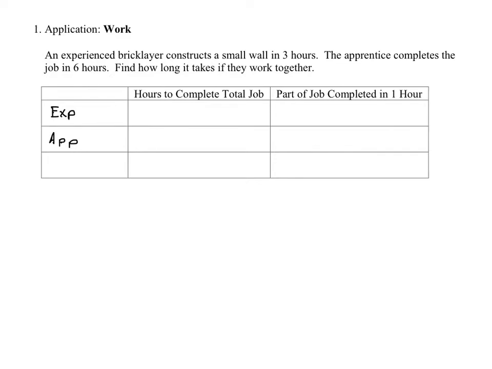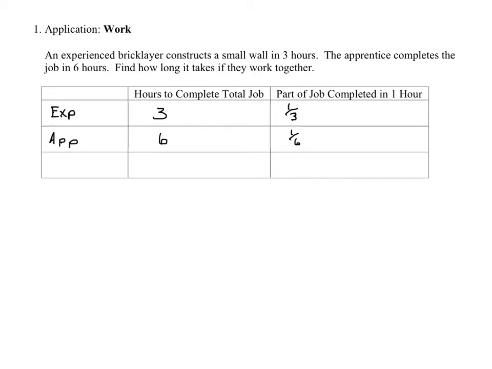So the experienced guy completes the job in 3 hours, and the apprentice, if he's working alone, completes it in 6. So now I have this third column that says part of the job completed in 1 hour. That's 1/3 of the job. If it takes this person 3 hours to do the entire job, then that person will complete 1/3 of the job in the first hour. The apprentice will complete 1/6 of the job in the first hour.